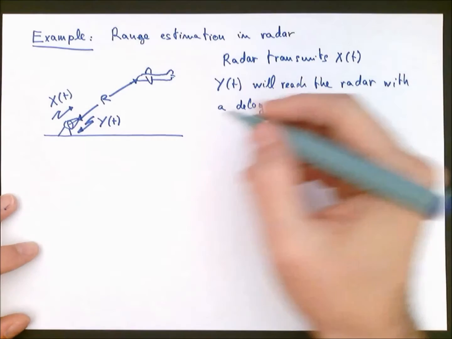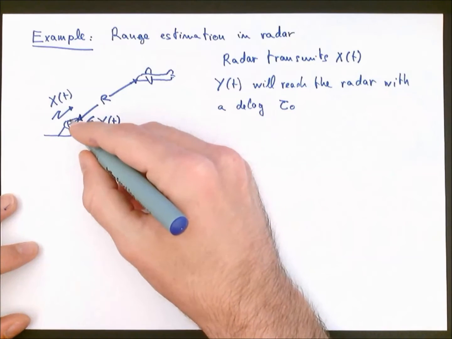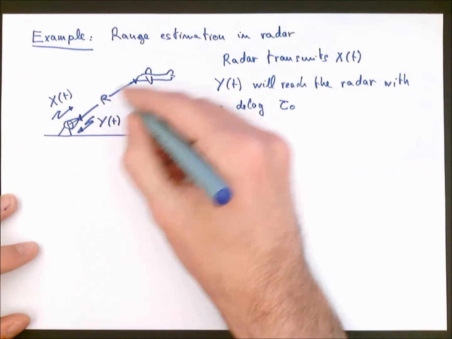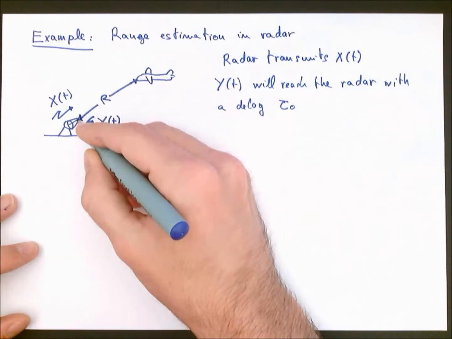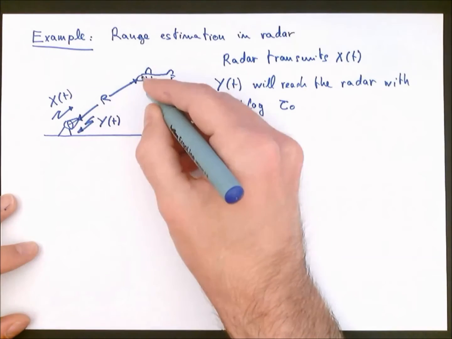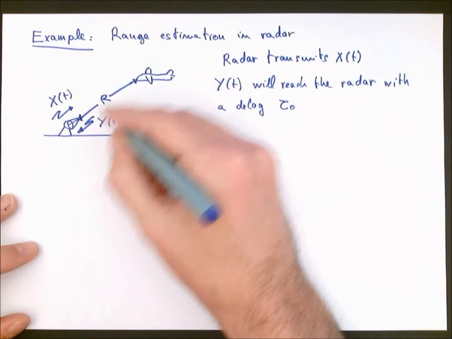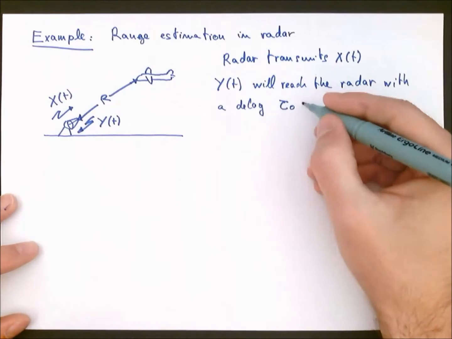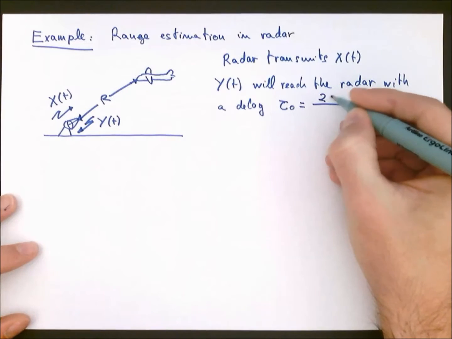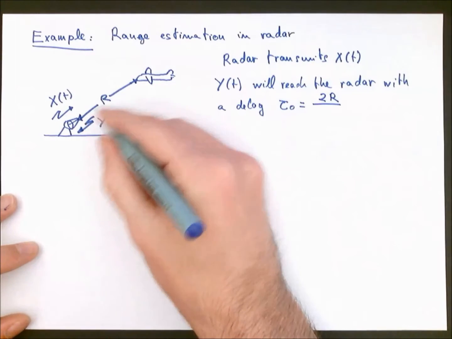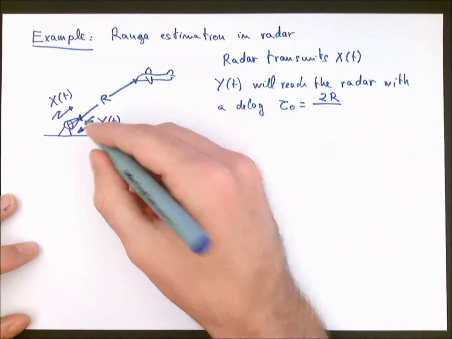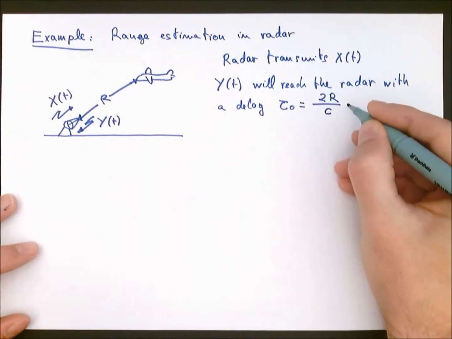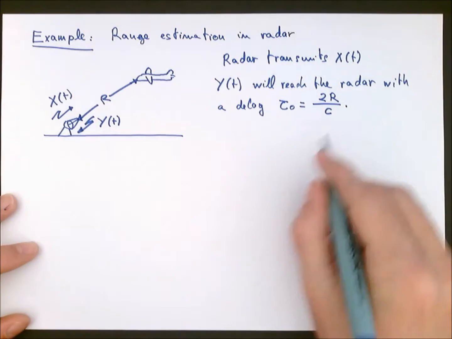Now, this delay we can compute as the distance that the electromagnetic wave has traveled divided by the speed at which it does. So the distance in this case will be twice the range, on the way to the target and on the way back to the radar, so 2r, and the speed at which the wave propagates, since it is an electromagnetic wave, will be just the speed of light, which we denote with the constant c.